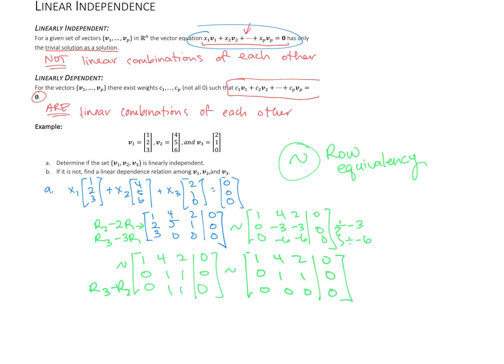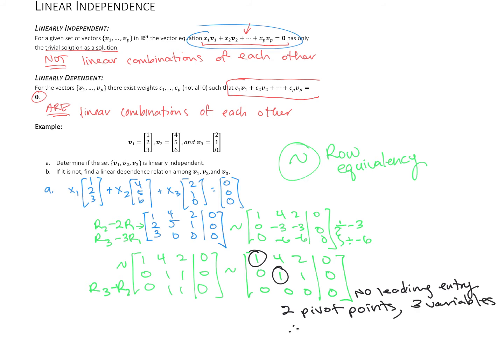And I honestly don't have to go any further because I am at the point where I can make a conclusion. In other words, if I take a look at my leading entries, there's no leading entry here. I got rid of that row. It's all zeros. Because of that, I have 2 pivot points, but I have 3 variables.